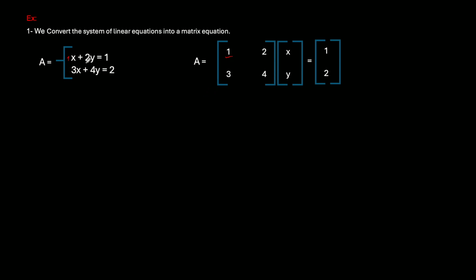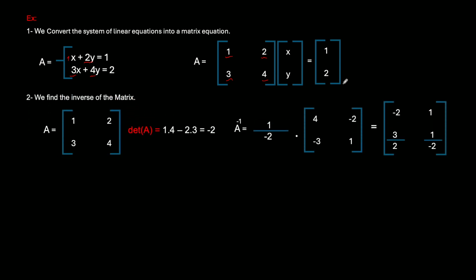For 2, we take 2 and we put it here. The same thing we do for 3, we put it at this position, and for 4, we put it at this position. Then we open a new matrix, or we call it a vector, and we take how many variables we have. We have x and y, so we put x here and y here. Then is equal to, we have 1 and 2, we put our 1 and 2 here. Okay?